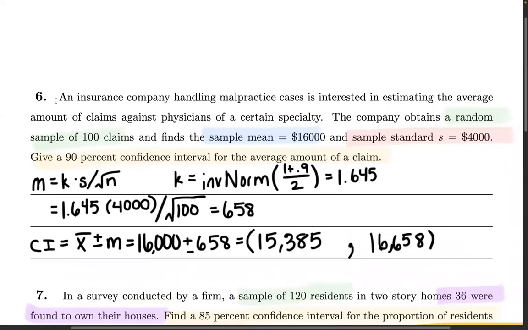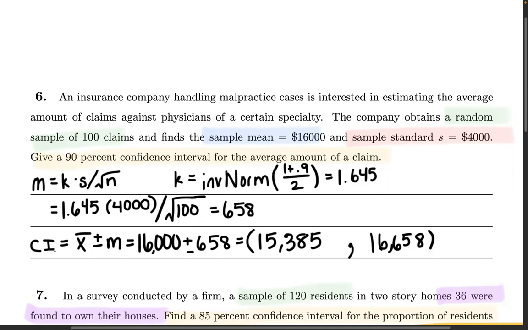Problem 6. An insurance company handling malpractice cases is interested in estimating the average amount of claims against physicians of a certain specialty. The company obtains a random sample of 100 claims and finds the sample mean is 16,000 and the sample standard deviation S equals 4,000. Give a 90% confidence interval for the average amount of a claim.